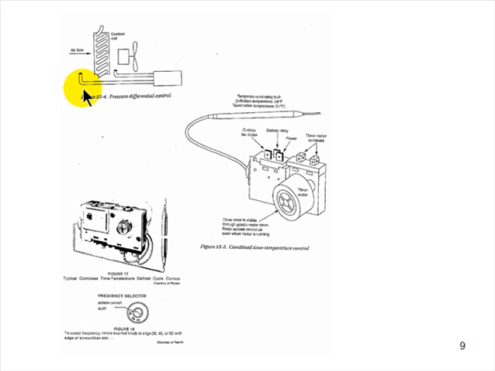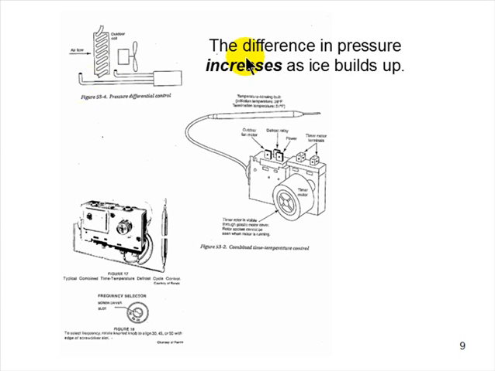Now we can look at pressure. Another way to do this is to look at a pressure difference, because as the ice builds up on the outdoor coil, which is all we're concerned with here, the difference in pressure will increase. As the coil becomes completely ice-blocked and no air gets through it, your difference is as large as it will ever be. And at some time, hopefully before that, this control is set up to sense that and will initiate a defrost cycle.